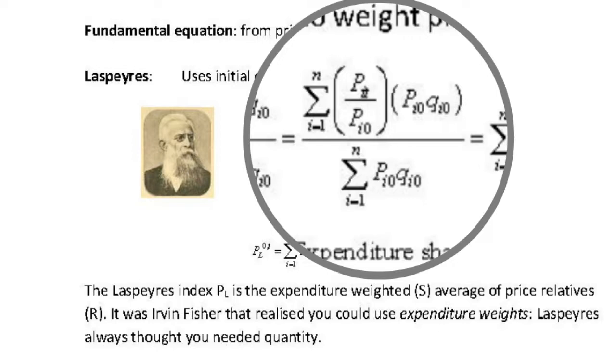So what you get then is the summation now of two things. There's the first bracket, PIT divided by PI0. That's the price relative. It's the price of good I in time t relative to the price of good I in time 0. Then we have the second bracket, which is PI0 times QI0. Well, that's the price of good I in time 0 times the quantity of good I in time 0. That's the expenditure on good I in period 0. And in the numerator, we sum this up over all of the I products.